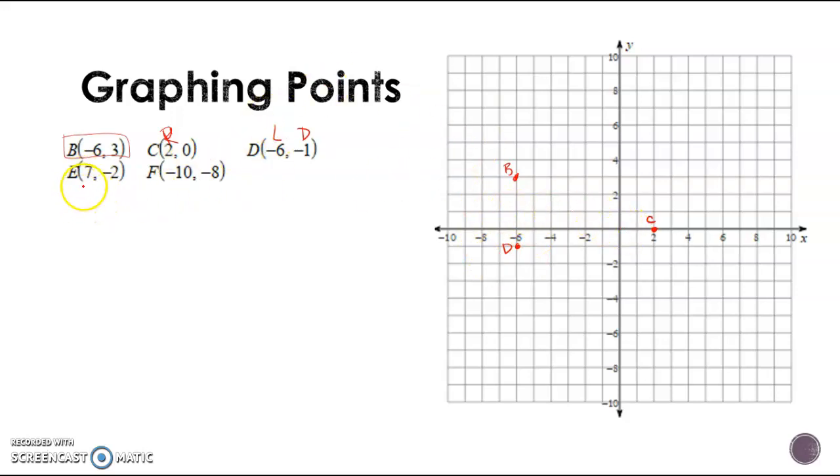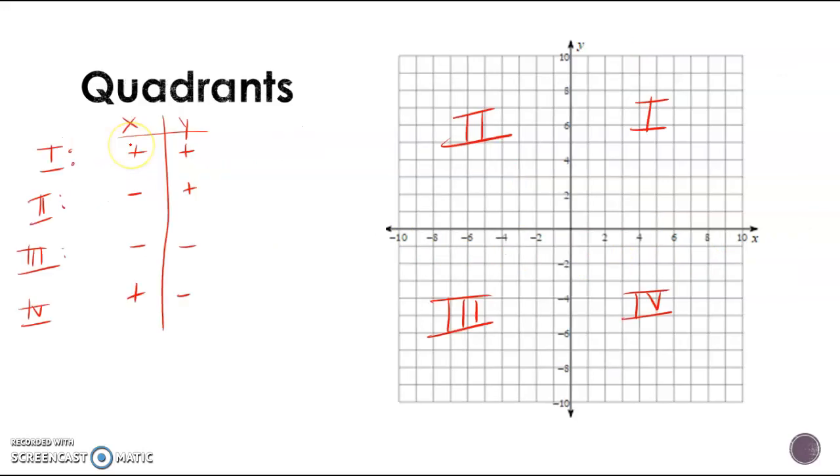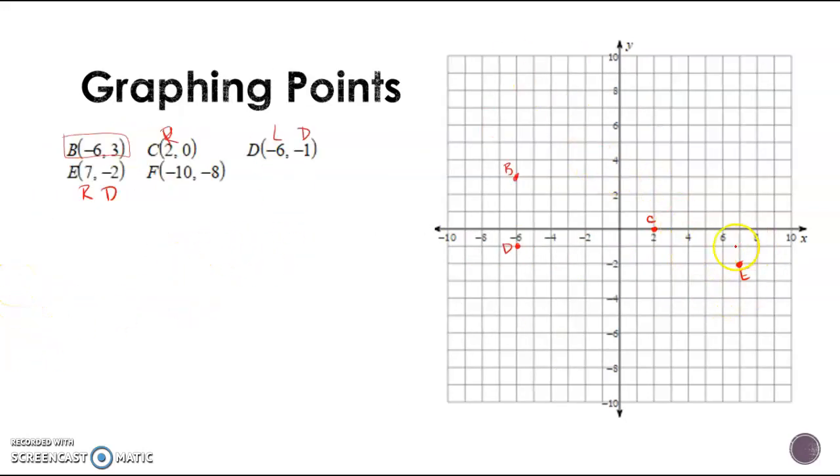Positive 7, so that's going to be a right 7, and a negative 2, so down 2. So we're going to go right 7, there's 7, and down 2. And we're going to plot our point right here. That's going to be point E. And if I wanted to double check myself, positive, negative, quadrant 4, and that's exactly where we placed our E.